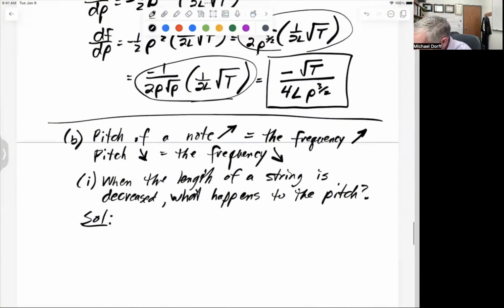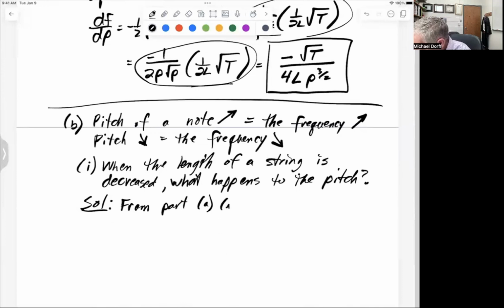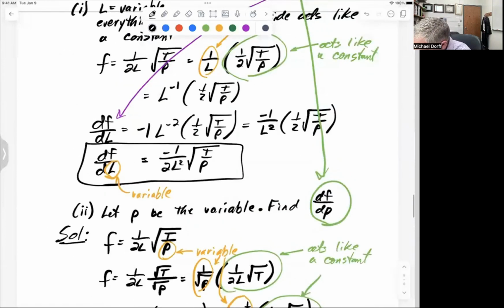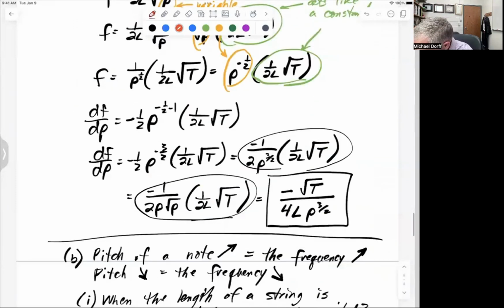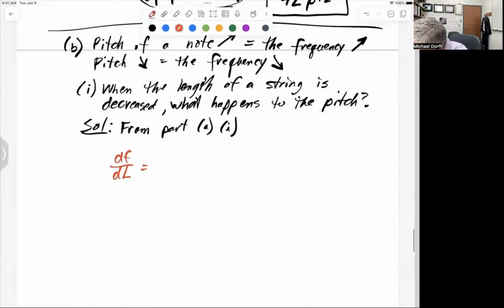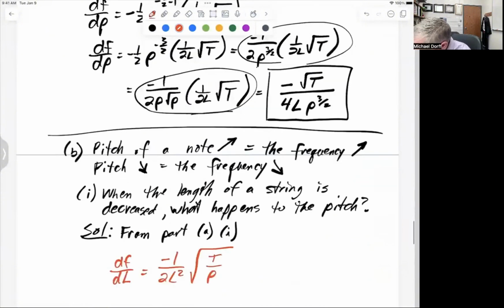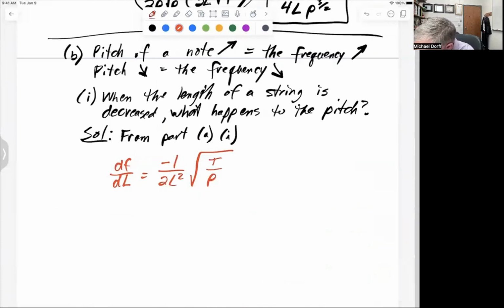So again, recall from part A. From part A, number 1, we found, let's go back there, that df dL is equal to -1 over 2L squared times square root of T over rho. I think that's what we have there. That's what we found in part A. So what do we notice about this? Notice df dL is negative. Why is it negative? Because we have a negative sign there, and everything else is positive. Everything else has to be positive, so that gives us negative.